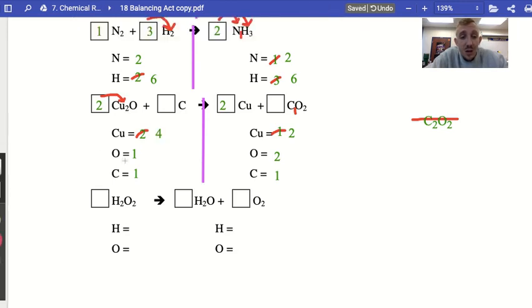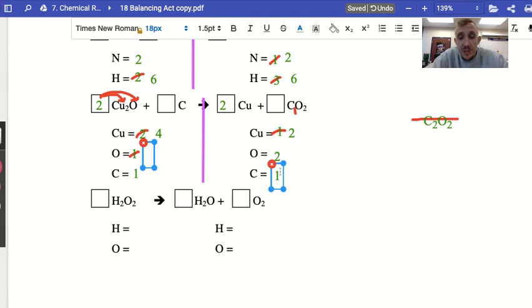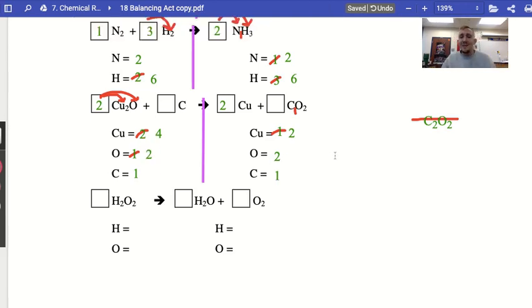And then also 2 times 1 is going to give me 2. Now some of you are thinking, well, Mr. Sassby, we just balanced copper and now you unbalanced it. Well, that's fine. Okay, so what I can go ahead and do is I'm going to erase this again.